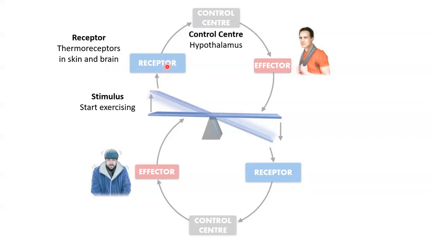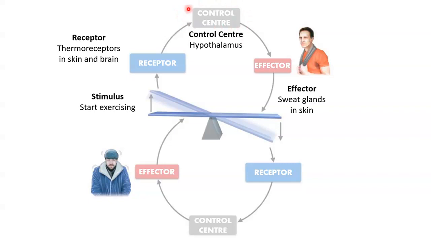This information about the increase in body temperature will travel along our afferent pathway. Remember, A for afferent, A for arriving at the control center. The control center for body temperature is the hypothalamus in the brain. This is another region of the brain that we'll talk about more when we come to the nervous system.